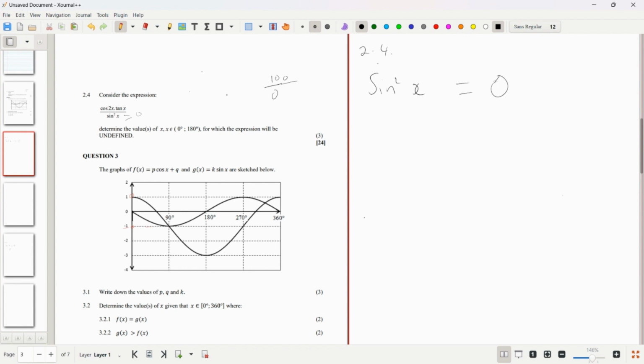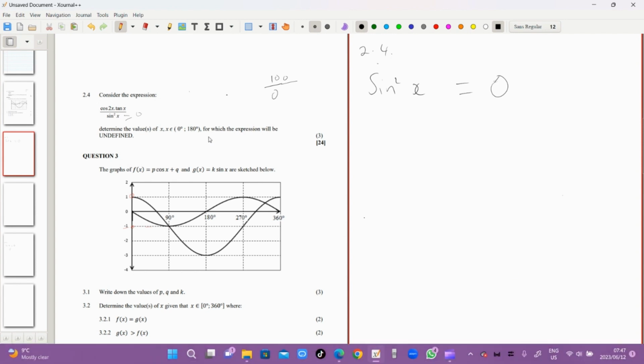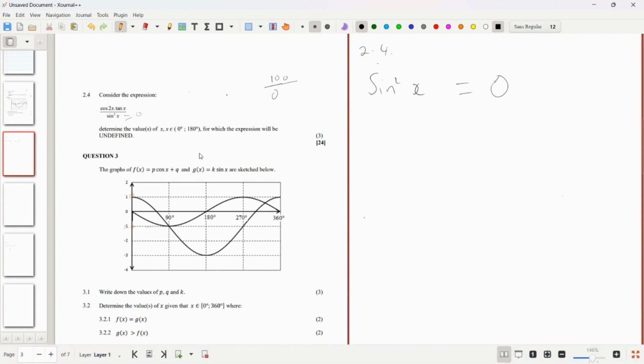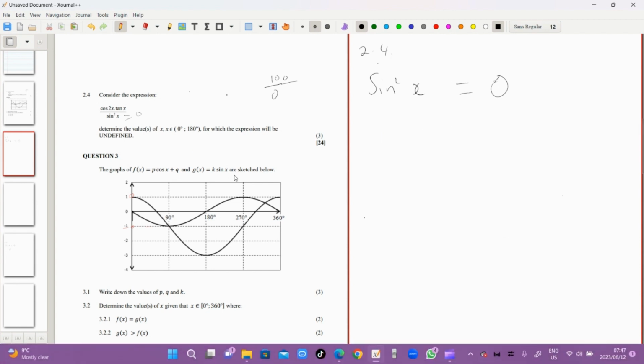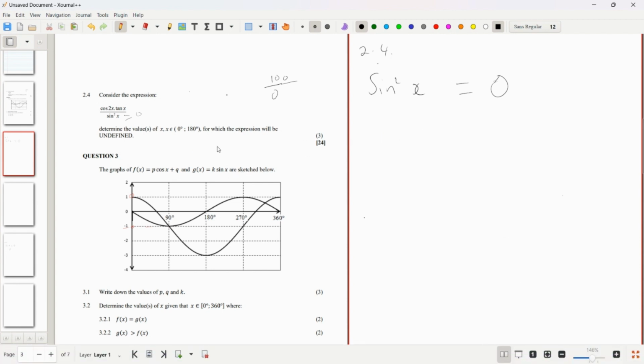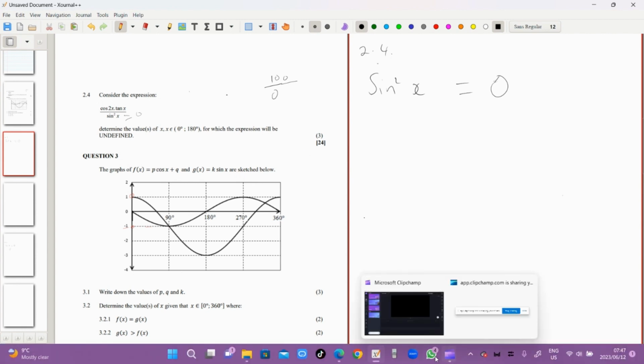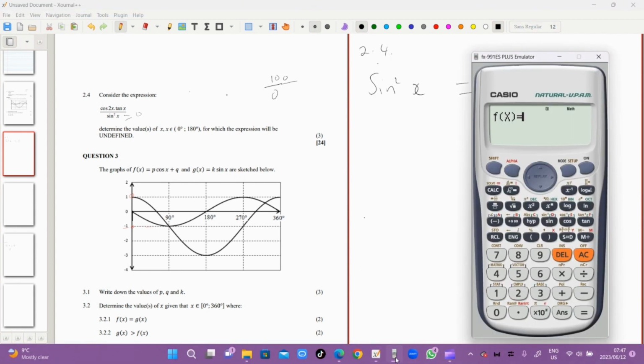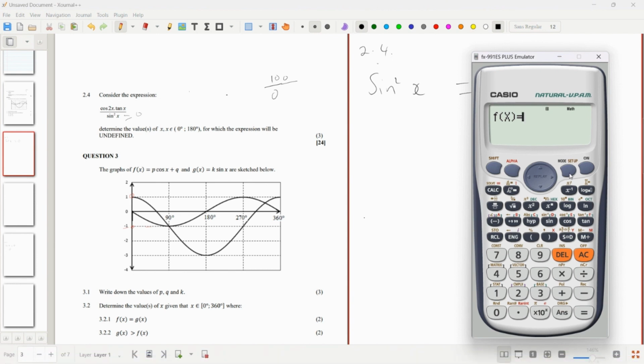What will be the x values if sine squared x equals 0? There are so many ways you can find your values for x. Here you just need to determine, you don't need to solve, you need to determine the values. It's probably three values that you need to determine because you have 3 marks. You don't need to solve in this case, so please don't waste time trying to solve this, right?